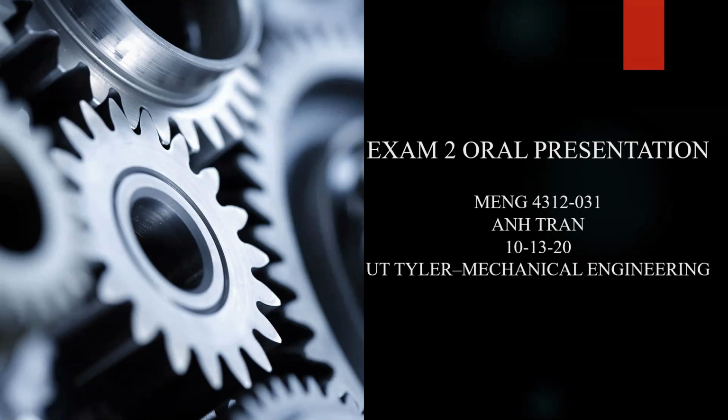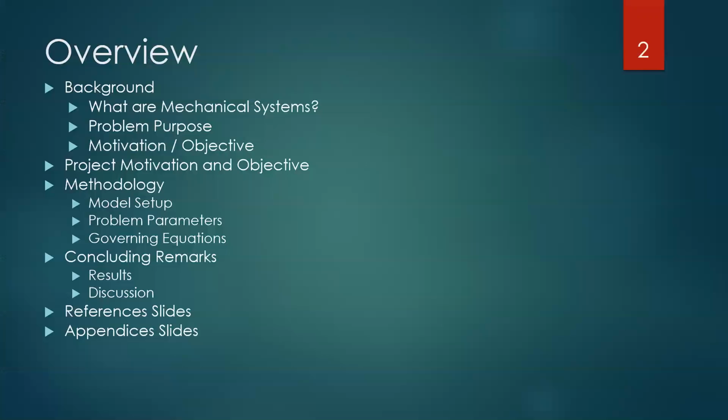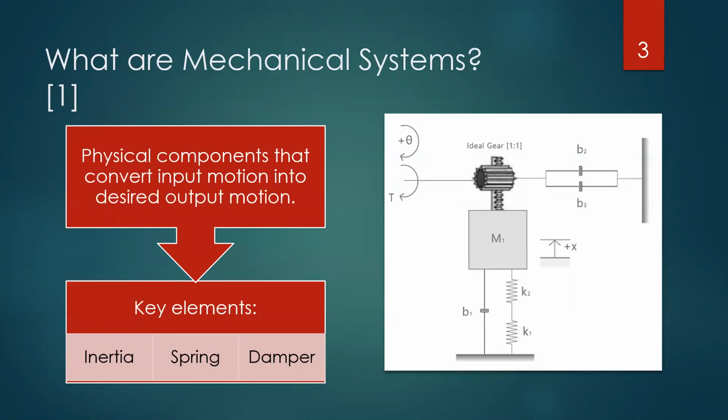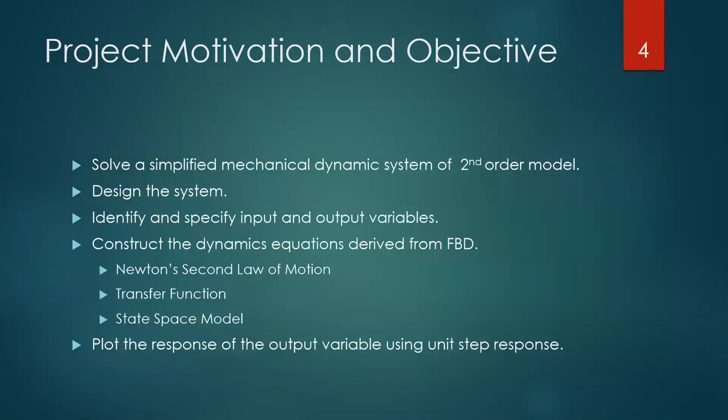Today's presentation will be about my FM2 auto report. So for today's agenda, we will be talking about the background, the objective, then the model setup, the problem parameters, the governing equation, and finally the results and discussion. So what is a mechanical system? It is a physical component that can convert input motion into desired output motion.